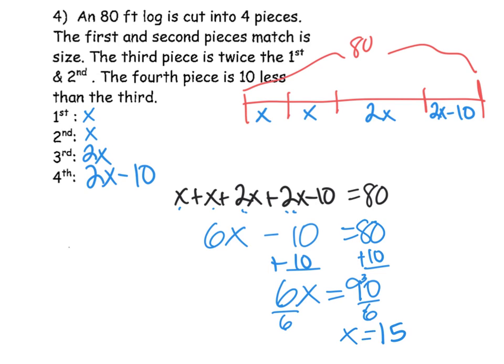But I'm not really done. Let's do it in red or something totally different. Because just because I found 15 doesn't mean I'm done. Plug in your answers. X is 15. What's 2x? 2 times 15? 30. What's 30 minus 10? 20. Those do, yes, add up to make 80.